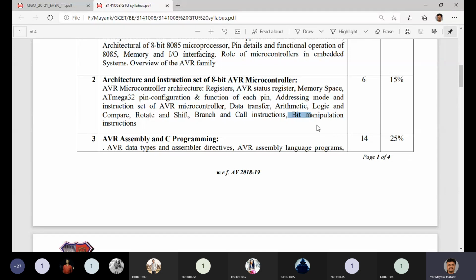Bit manipulation instruction. Okay, now many times we cannot process a single bit of data. As we said, it is an 8-bit microcontroller or 8-bit microprocessor, so we need to process 8 bits simultaneously. But many times it is not required. We just need to know the value of 1 bit out of the whole data.